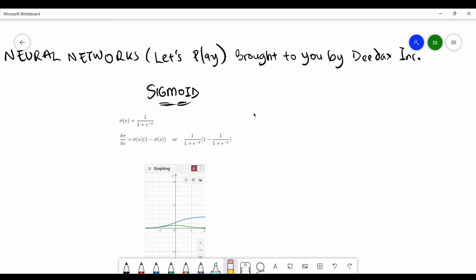Let's play. As promised in the last video, we're going to be looking at the sigmoid function, which is defined as 1 over 1 plus e to the negative x. And we're going to look at how differentiating that will get you to the sigmoid function itself multiplied by 1 minus the sigmoid function itself. Or if you like to expand it out, this whole big thing. All right.